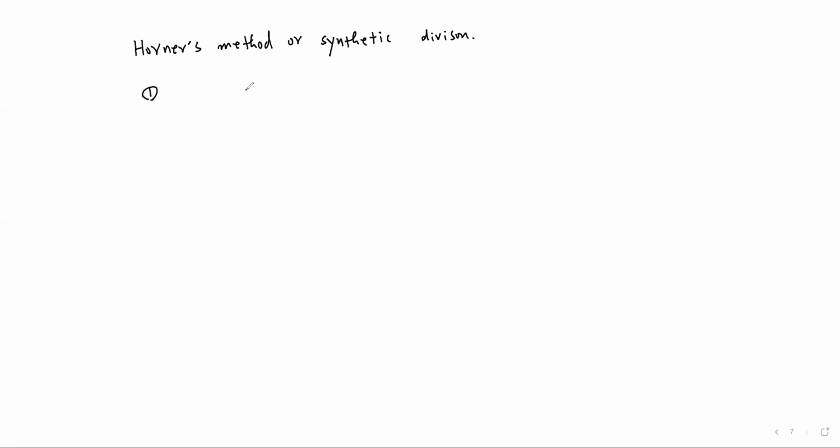Step 1, store the leading coefficient in P. Then step 2, run a for loop K from n-1, n-2, n-3 until 0: x times P plus AK, then store the result in P.